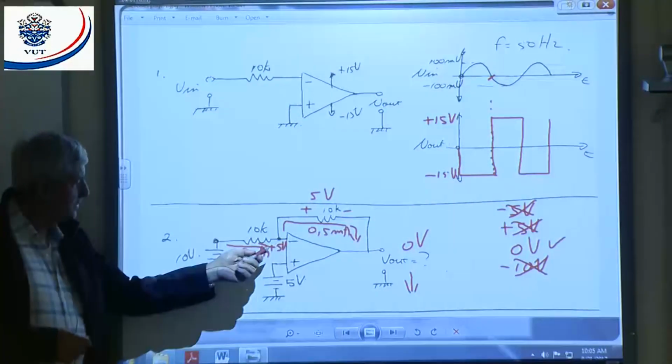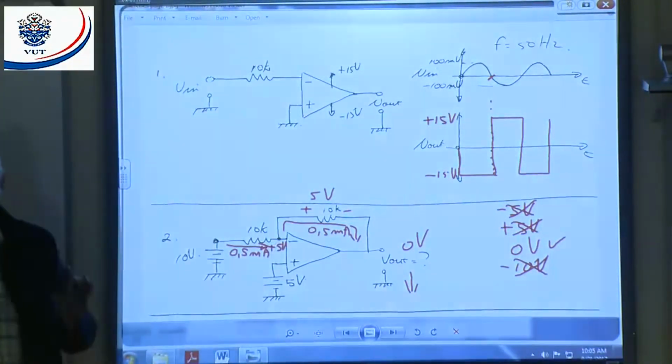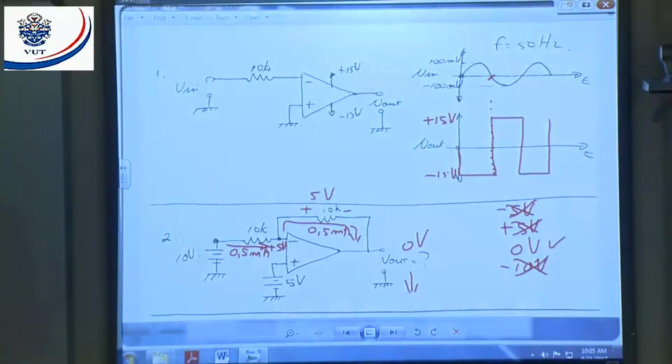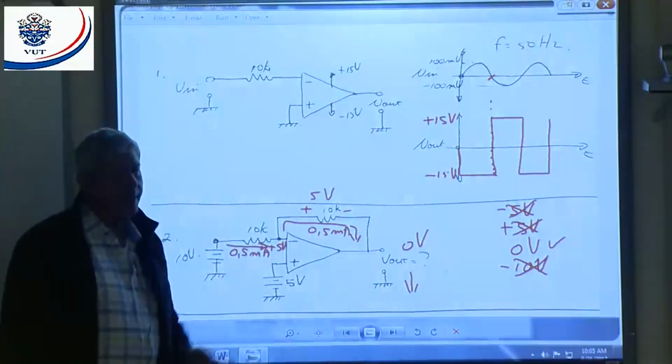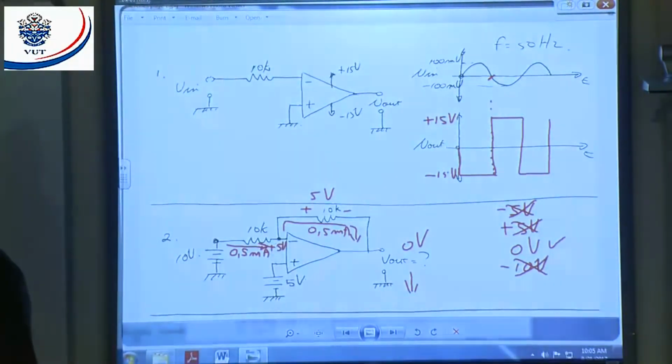The voltage difference here, I got plus 5 and plus 10. The difference is 5 volts, all right? And then I work out the current and I get 0.5 milliamps. But now, we know the feedback current must be equal to my input current, all right? How do we get the feedback current?